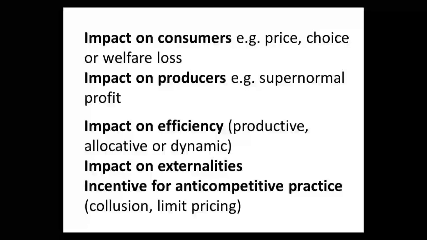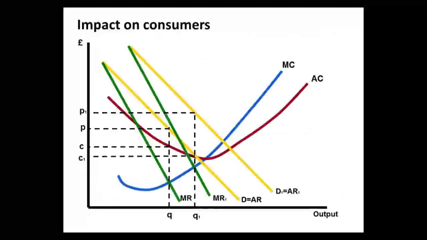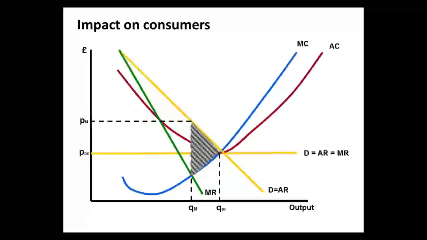So starting with the impact on consumers, a diagram like this, with an increase in demand could show you a higher price or a greater level of choice because Q1 is greater than Q. Or I think particularly helpful, this diagram here, which shows a welfare loss if we have a monopoly instead of a perfectly competitive market.